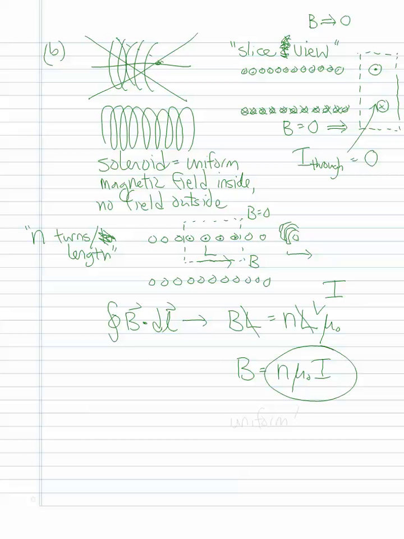Pretty much the simplest thing we can do in this class for magnetic field. So, uniform field. It doesn't depend on how far away you are or anything like that, and it just depends on the number of turns per unit length and the current. Okay.